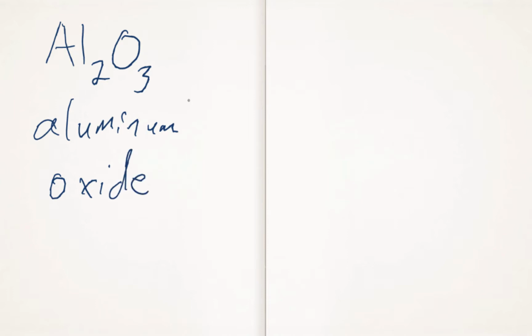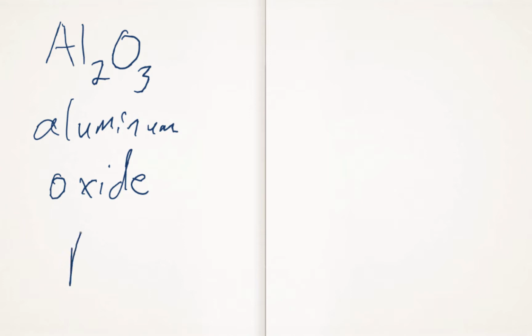Aluminum oxide. Now, do you have to use Roman numerals? Well, go look at your periodic table. Did we label what the charge of aluminum is? Yes, aluminum is a +3. Since aluminum is a +3, we don't have to show its charge. We know what its charge is already. So you would make this aluminum oxide.